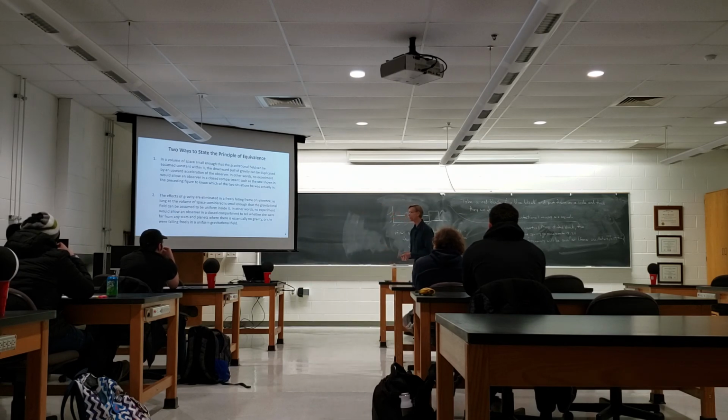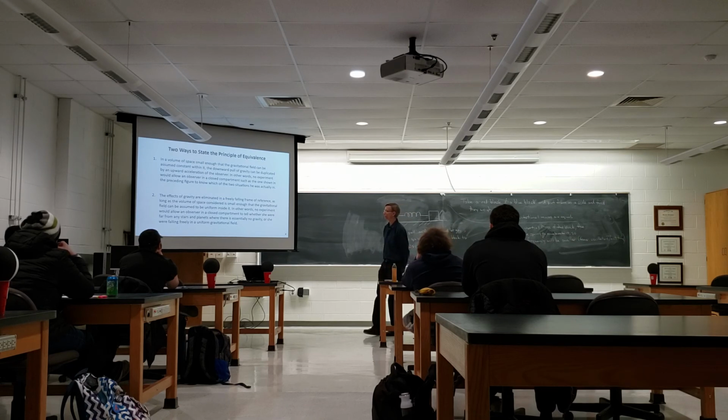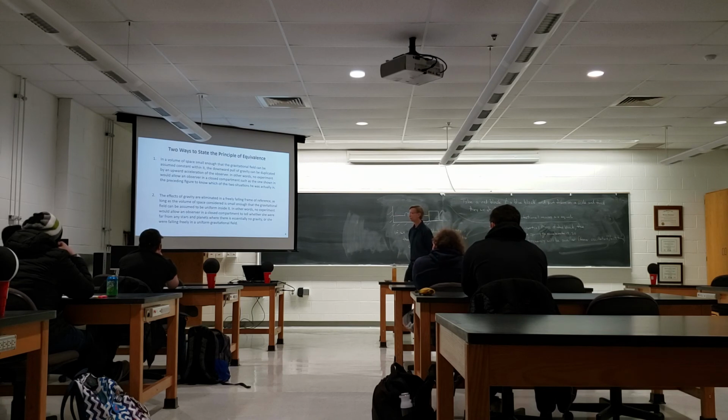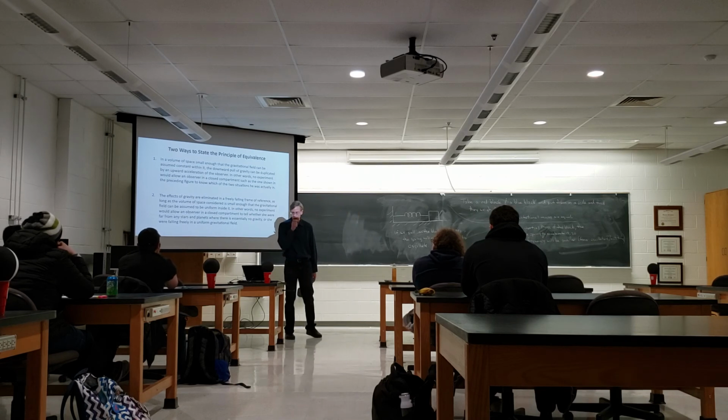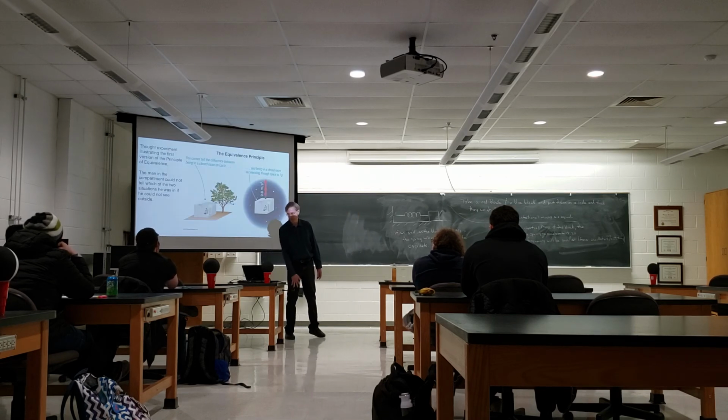The other version is that the effects of gravity are eliminated in a freely falling frame of reference, as long as the volume of space considered is small enough that the gravitational field can be assumed to be uniform inside it. In other words, no experiment would allow an observer in a closed compartment to tell whether she was far away from any stars and planets where there's essentially no gravity, or falling freely in a uniform gravitational field. So let's talk about the first of those in some more detail.